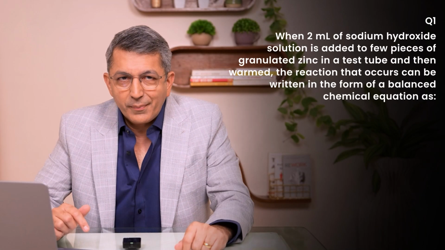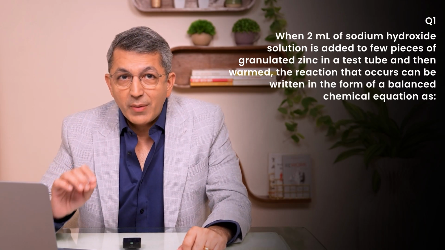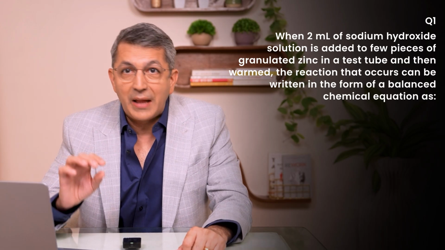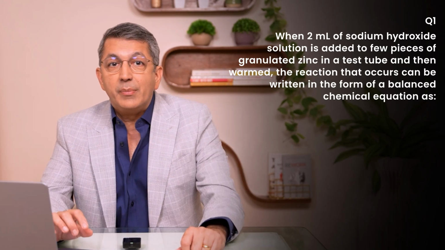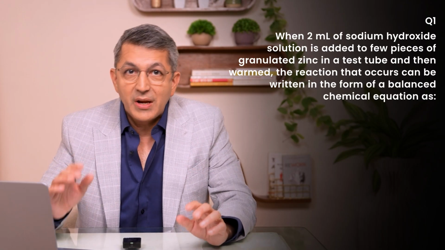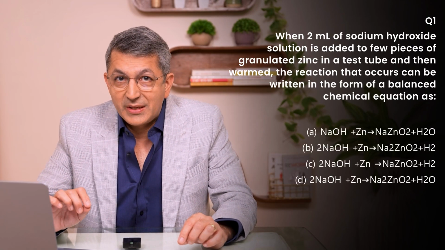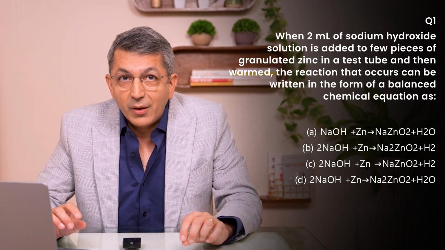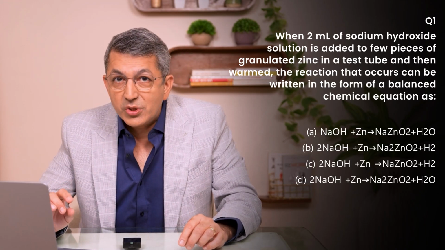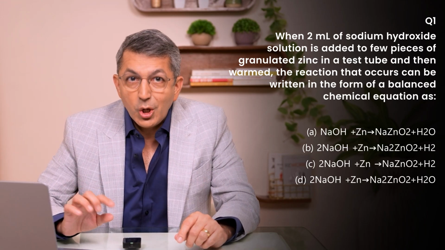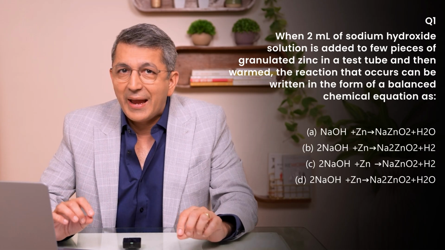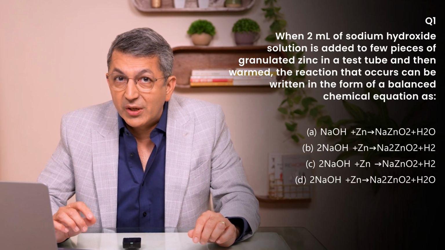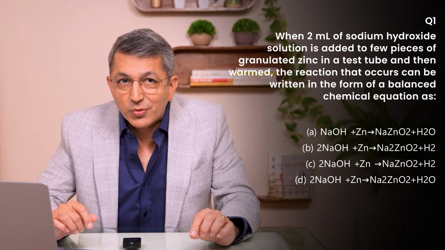Let's start with question 1. When 2 ml of sodium hydroxide solution is added to few pieces of granulated zinc in a test tube and then warmed, the reaction that occurs can be written in the form of a balanced chemical equation as A. NaOH plus Zn, which gives us NaZnO2 plus H2O, or B. 2NaOH plus Zn, which gives us Na2ZnO2 plus H2, or C. 2NaOH plus Zn, which gives us NaZnO2 plus H2, or D. 2NaOH plus Zn, which gives us Na2ZnO2 plus H2O.